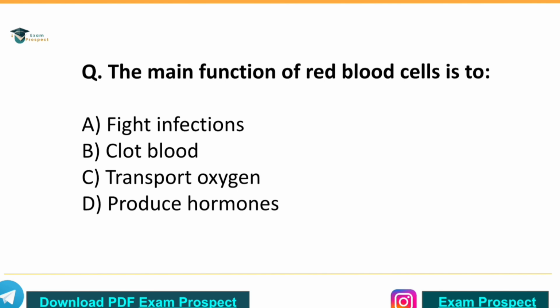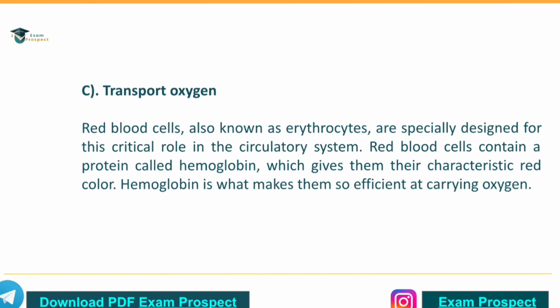Next question. The main function of the red blood cell is to... Correct answer is option C, to transport oxygen. Here, red blood cells, also known as erythrocytes, are specially designed for this critical role in the circulatory system. Red blood cells contain a protein called hemoglobin, which gives them their characteristic red color. Hemoglobin is what makes them so efficient at carrying oxygen.